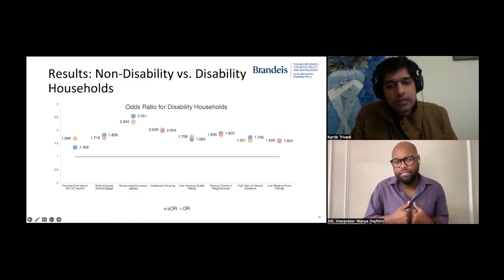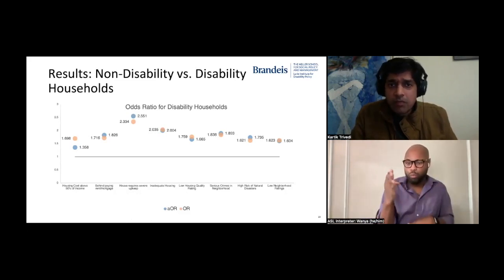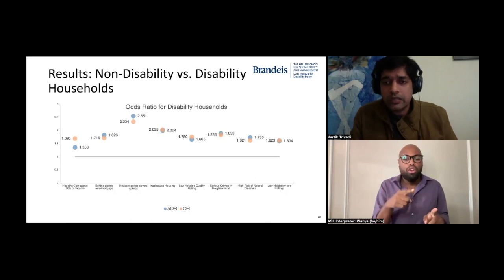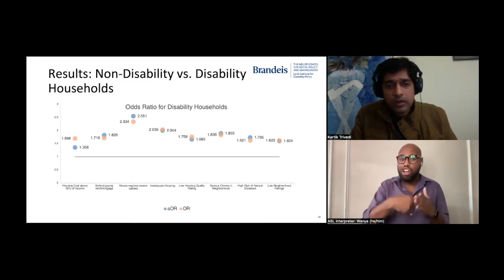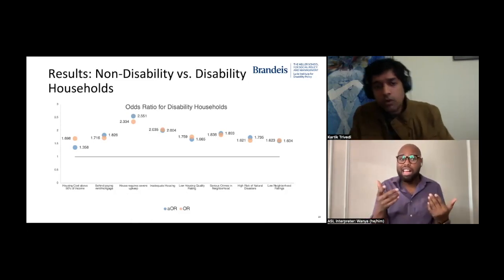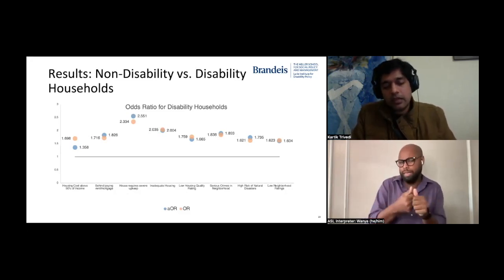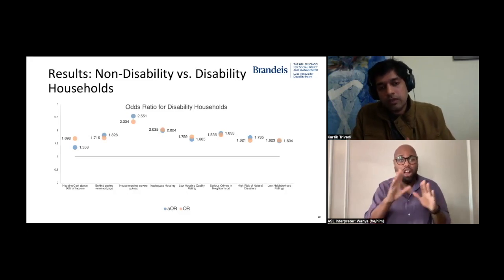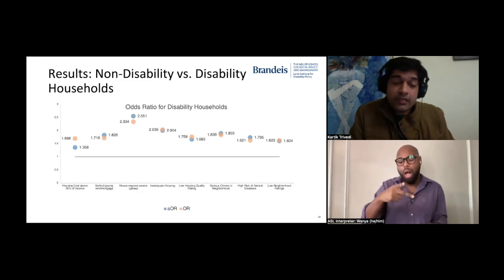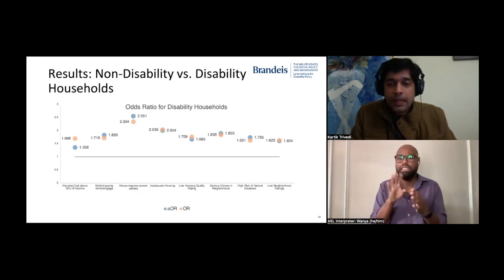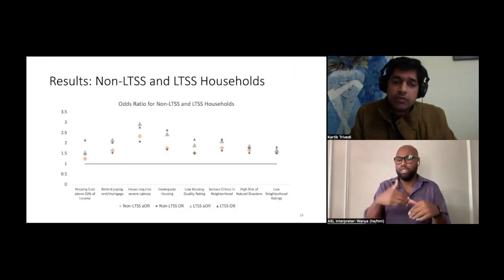And what we see for the adjusted odds ratios, the blue dots, is that it's all bad for disability households compared to non-disability households. The odds of being in high cost housing are higher. Same for all the variables, and more so for upkeep problems. So the households with people with disabilities who are living in houses require higher upkeep, and that is by a factor of 2. So it's quite high.